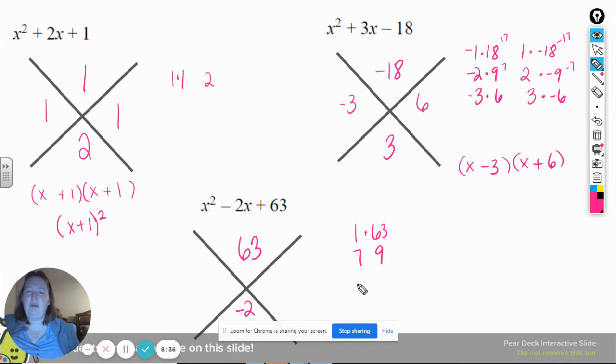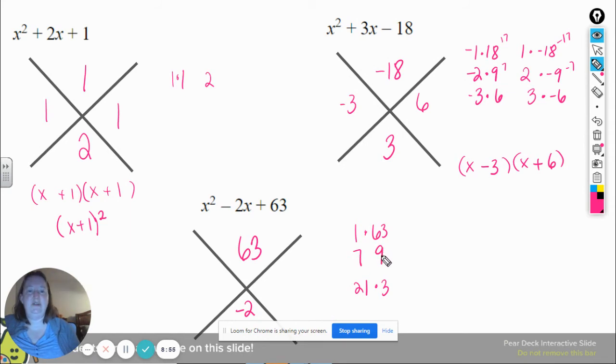I guess you could have thought of 21 and 3, right? 21 and 3 would have worked as far as multiplying to get 63. But that's not your answer, right? Because the difference between them is more than 2. But 7 and 9 are.